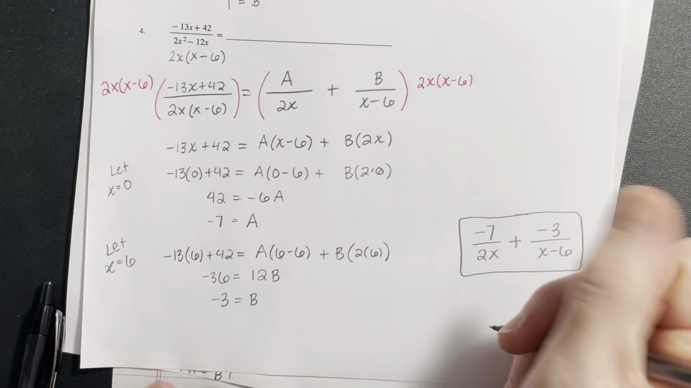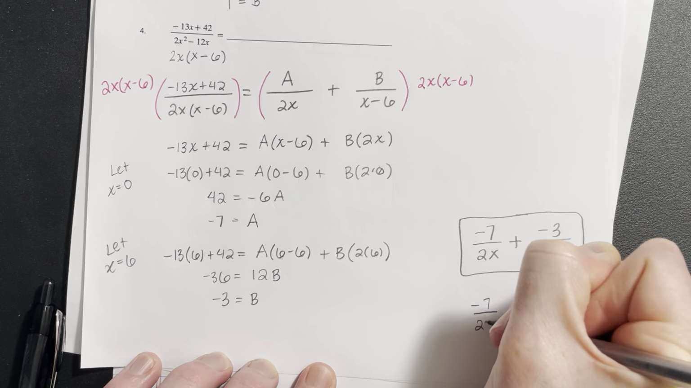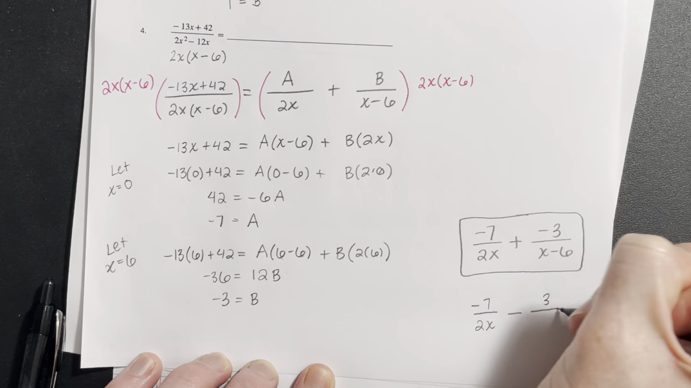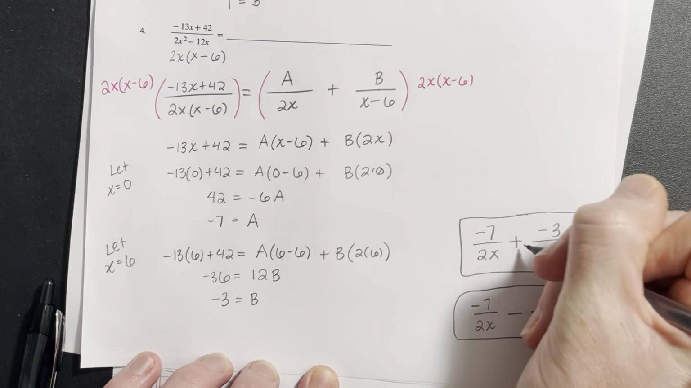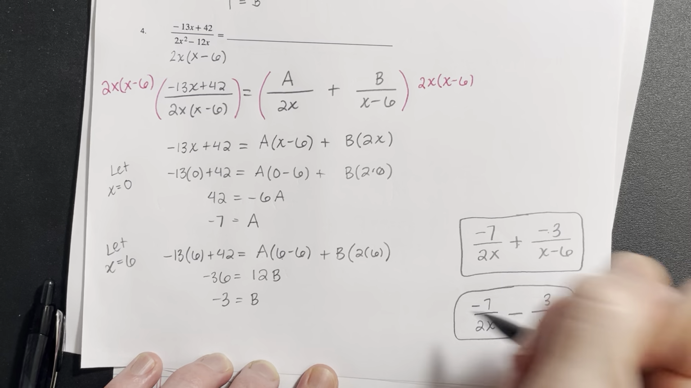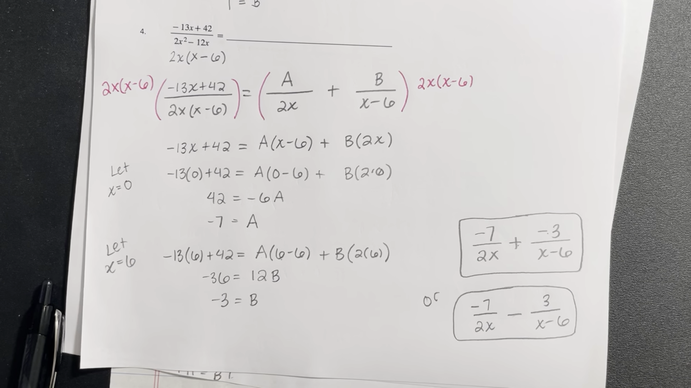Now you also might see that written as negative 7 over 2x minus 3 over x minus 6, just by taking that plus a negative and making it minus 3. So either answer is fine.